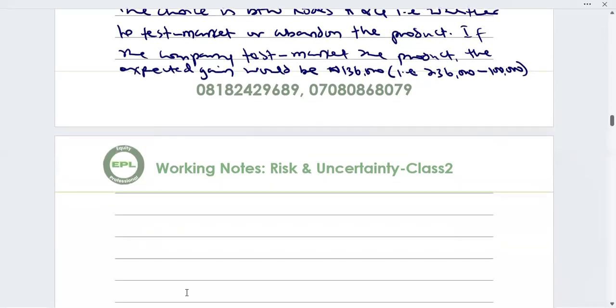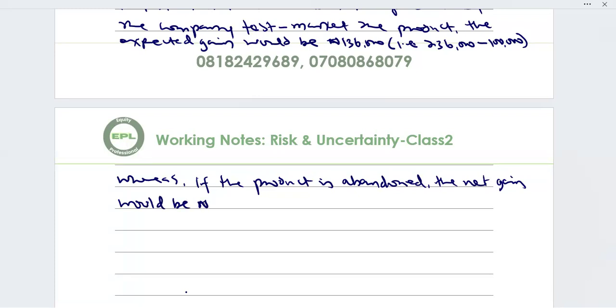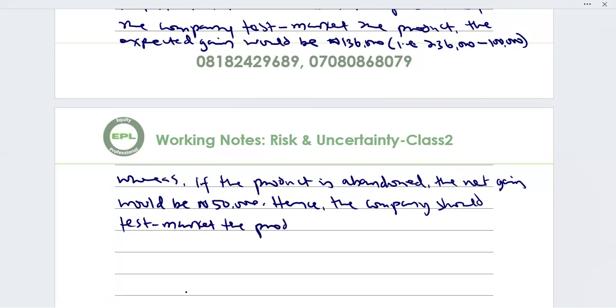Whereas if the product is abandoned, the net gain will be 50,000 naira. Therefore, hence, the company should test market the products. Okay, the company should test market the products.